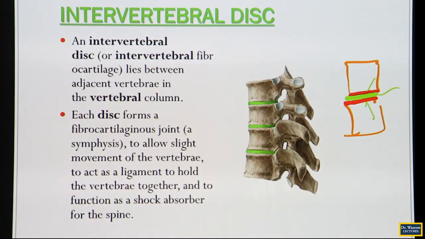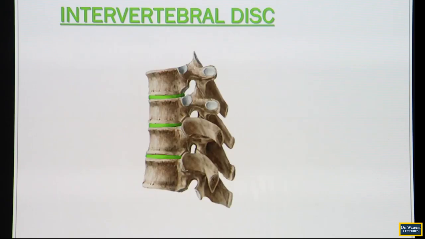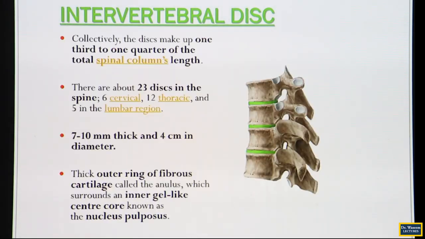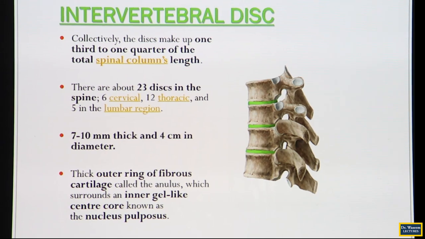A disc forms a fibrocartilaginous joint. Symphyses allow slight movements here, and ligaments all around will hold them. This is the intervertebral disc which you are seeing here. Collectively, if you measure the entire spine, almost 1/3 of the total length of your vertebral column is made up of these discs.